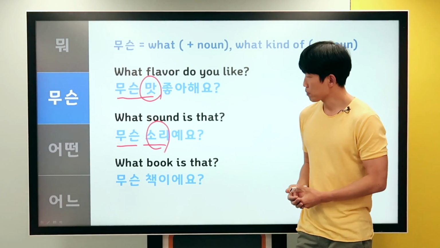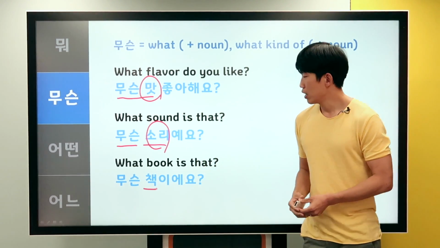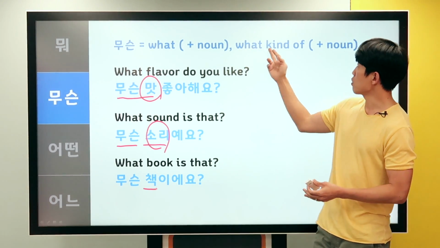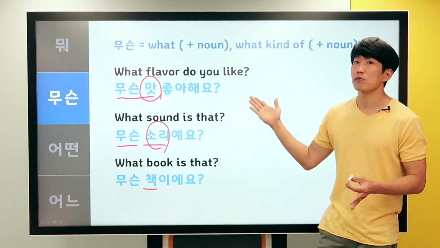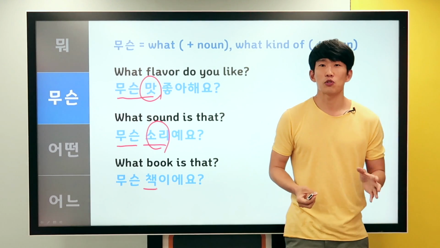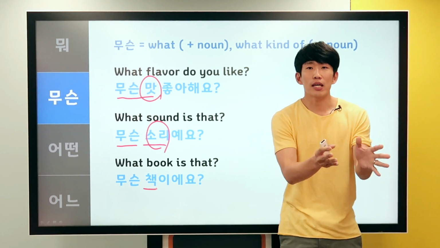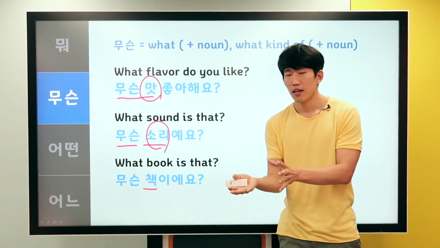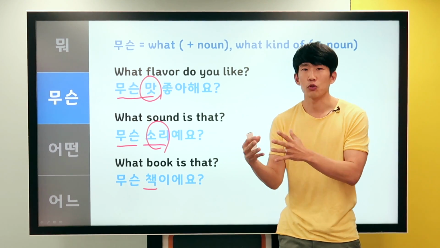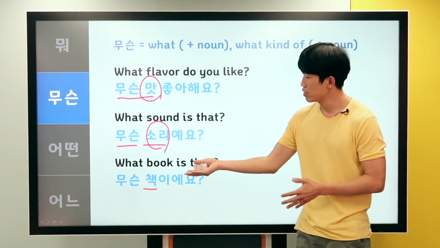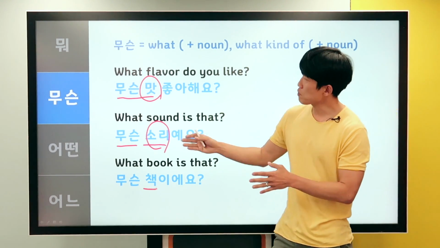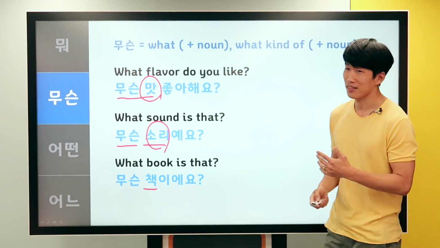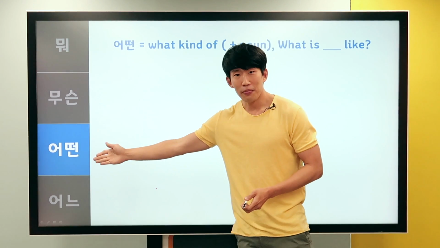So 무슨 is modifying 소리, 맛 here, and 무슨 책. What book is that? When you say 무슨 책이에요, like you see here, what kind of, this meaning can be possible. So 무슨 책이에요? When someone asks you, they might be talking about what book is it? What's the title of the book? You know, that might be the only information that they need. Or it can also be that they want you to describe the book. What kind of book is it? 무슨 책이에요? So the main difference between 뭐 and 무슨 is 무슨 should be followed by another noun. And then moving on to 어떤.